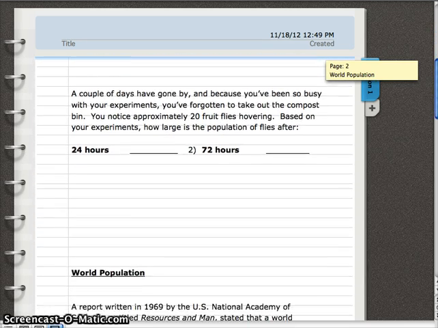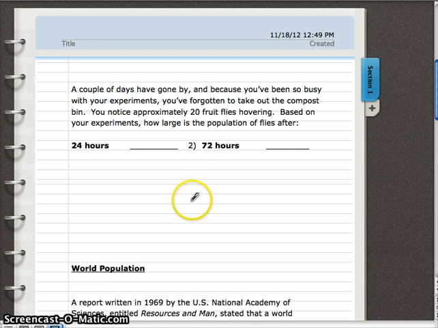Alright, now we've gotten into our experiment. A couple of days have gone by, and we notice a bunch of fruit flies hovering over our fruit compost. So we're going to try and figure out what their population growth would be after 24 hours if we just didn't take the trash out for a day, or if we forgot to take the trash out or ignored it for 3 days, then how many fruit flies would be hovering in our kitchen or our lab or wherever we're at here.